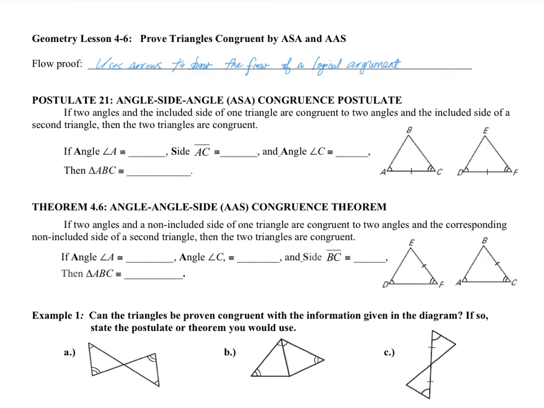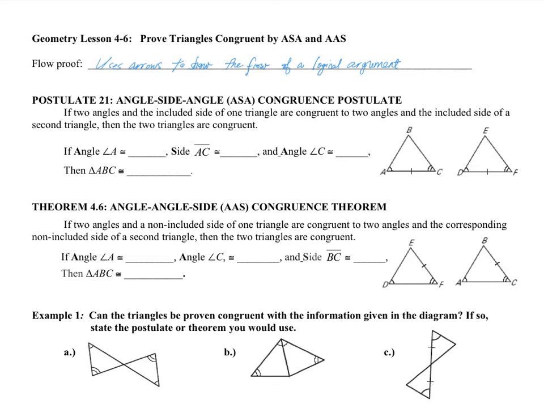Lesson 4-6. In this lesson, I'm going to show you how to prove triangles congruent by ASA and AAS. And I'm also going to show you another kind of proof called a flow proof, which uses arrows to show the flow of a logical argument.